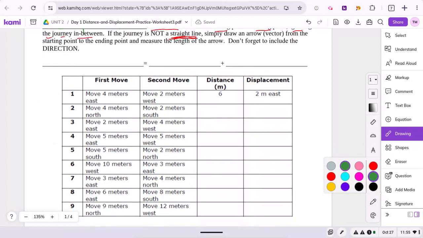And then it did the first one for you. It's similar to the one I showed you before, like using the ruler. So if you move 4 meters east and then 2 meters west, you would have traveled a total of 6, but your displacement would only be 2.